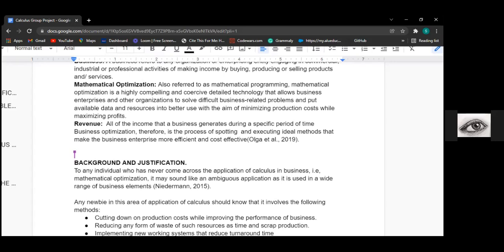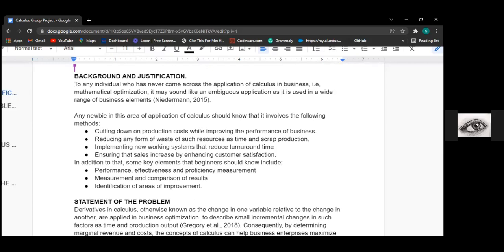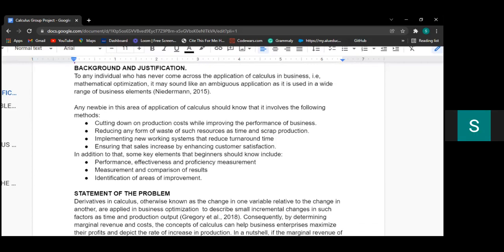So now we'll go to the background and justification. Calculus is an advanced mathematical science that speaks a single universal language across the world, and it has been around for the longest time. Although its initial sources are debatable, there are a lot of interesting facts around it. For any individual who has never come across the concept of calculus in business, I think it is an ambiguous idea because it applies across a wide range of business elements.